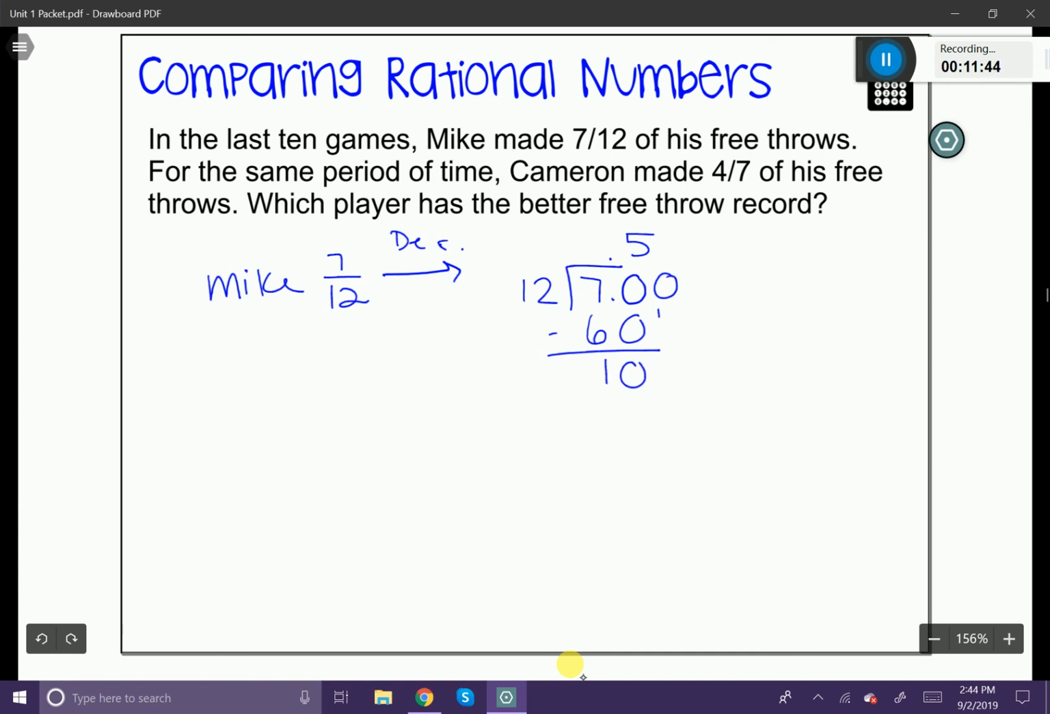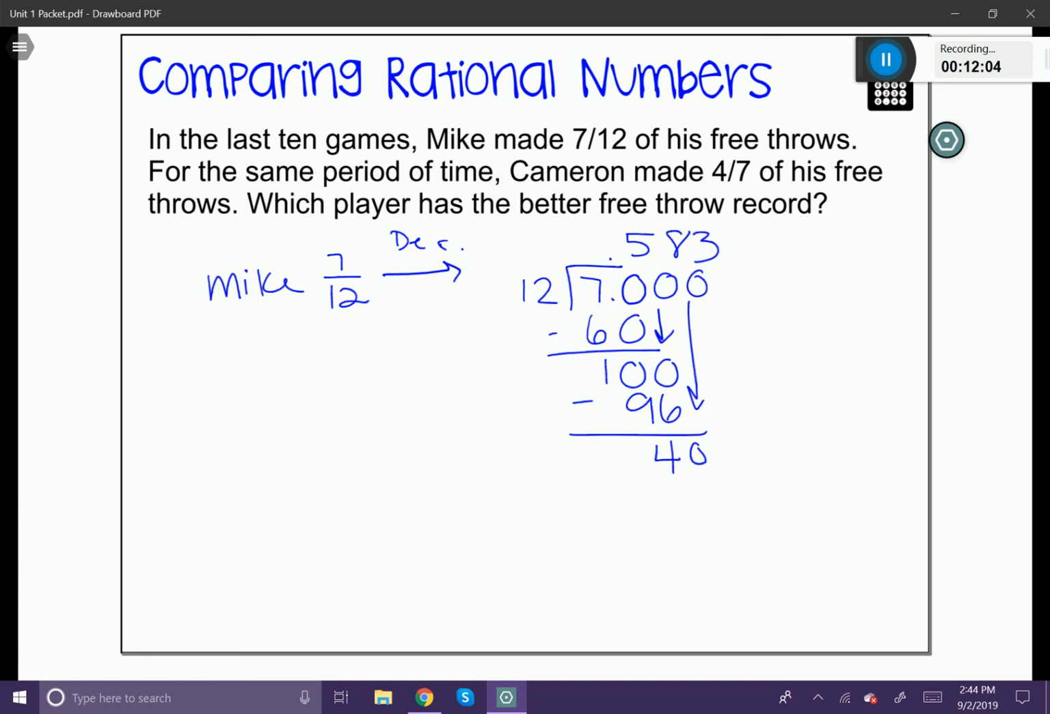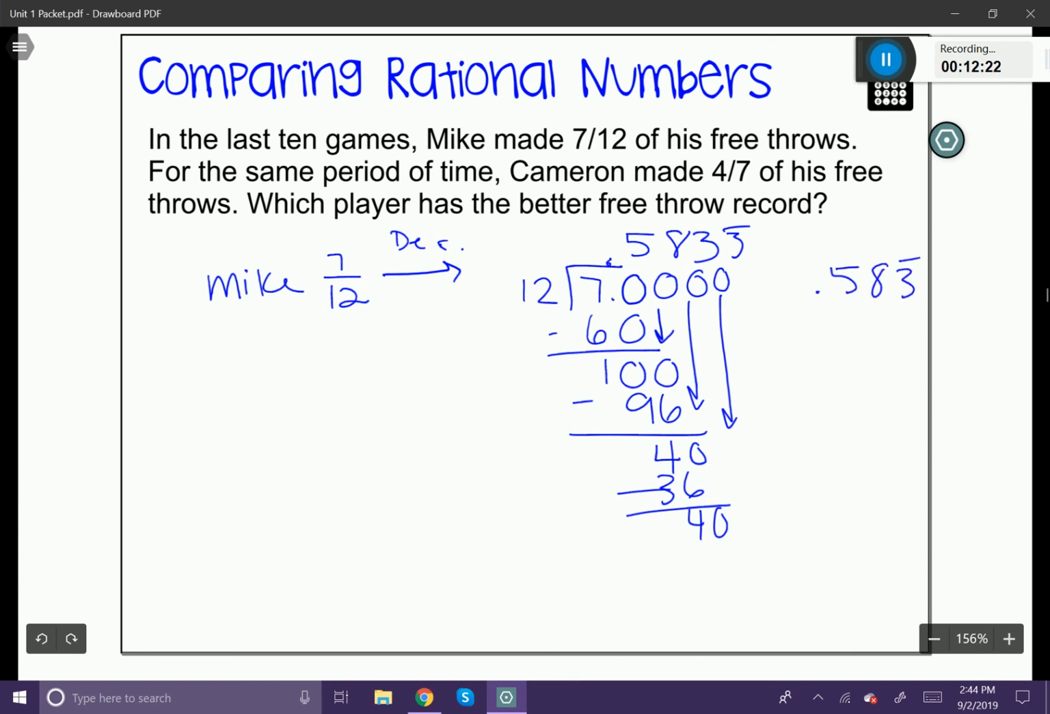I'm going to go ahead and add a 0 there. 12 goes into 100 8 times. That's going to give me 96. I'm just doing the long division here. Carry down my 0. 12 goes into 40 3 times. And 12 times 3 is going to give me 36. Subtract. And you can see that it's actually going to start repeating here, right? So there's Mike's free throw. So it's 0.583. We'll just say repeated. Okay, that's Mike. Now let's go ahead and do Cameron.